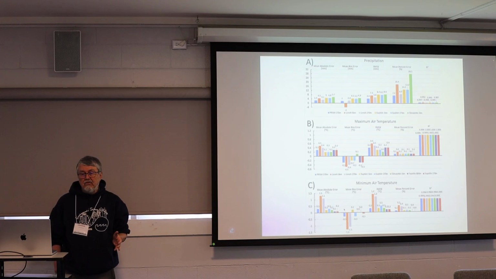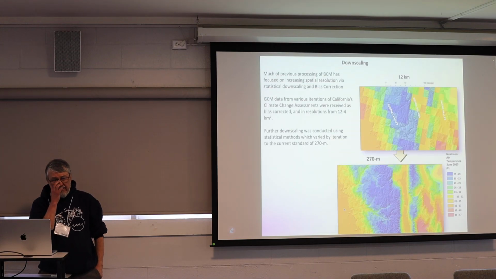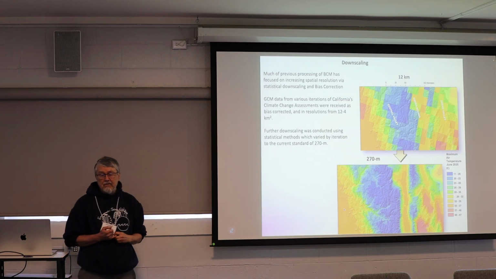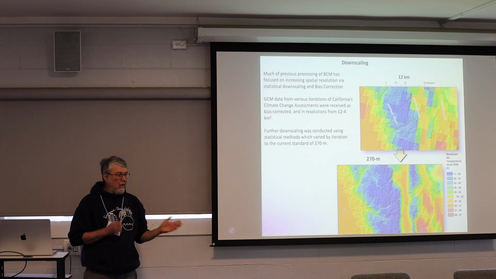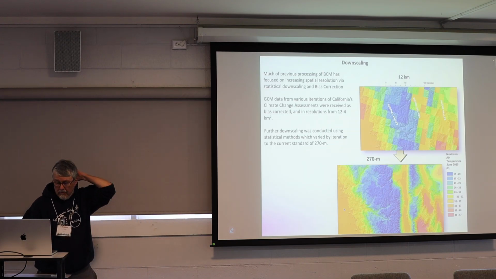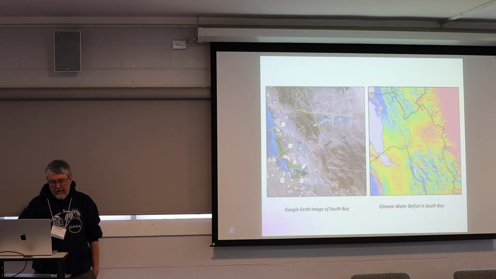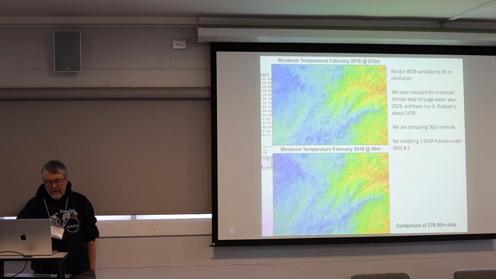We downscale it to 270 meters for California, and then we run the BCM at 270 meters. That's already available online through the USGS, but Michelle is the keeper of that now. And so there you get another view of the fine scale CWD for the Bay Area. Now we're engaged with rendering that to 90 meters.